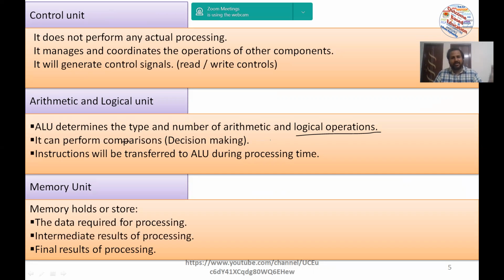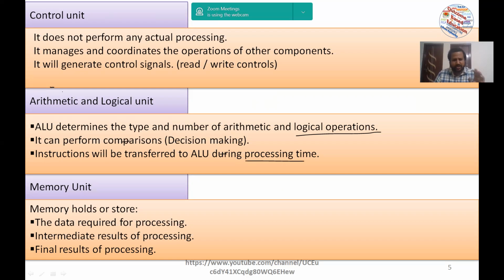So the instructions will be transferred to the ALU during the processing time. The control unit, which we discussed in the previous block, transfers some instructions to the ALU during processing. And finally the memory unit. The name itself suggests that memory holds or stores information. The data required for processing is taken from the users. How it is stored: either in temporary memory, cache memory, RAM, or secondary memory. So different memory units will be there.